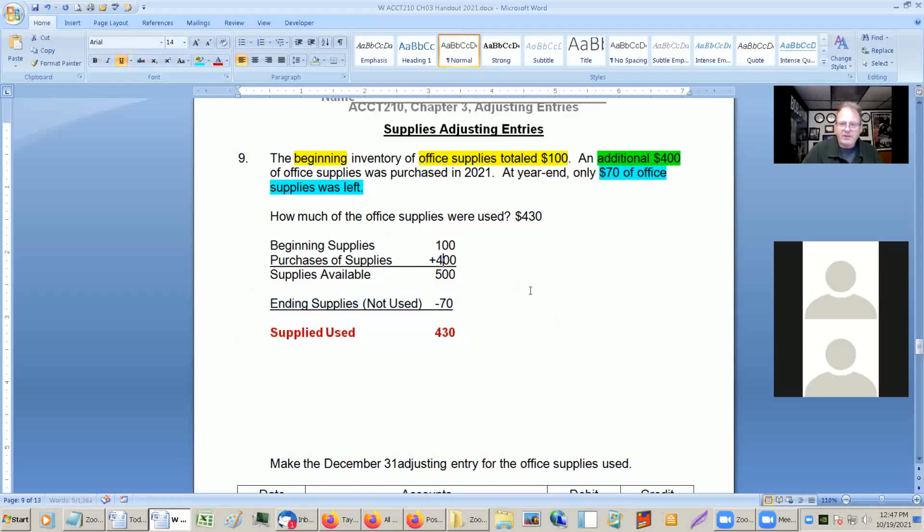Okay, so we could have used 500 of supplies, but we go and we check and we say, okay, there's 70 of supplies that isn't used, so we really used 430 of the supplies. So that's what that is.